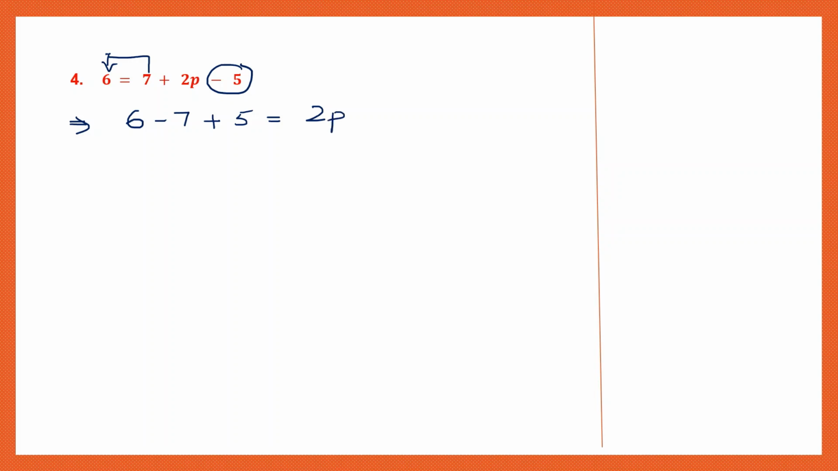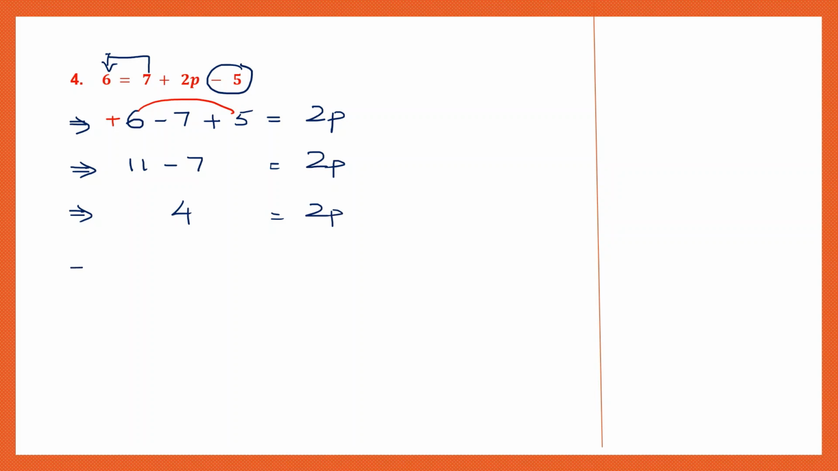So let's work out the left hand side here. Add up the numbers with a plus sign. So 6 plus 5 we need to add up. 6 plus 5 is 11. 11 minus 7 is equal to 2p, and 11 minus 7 is 4. 4 is equal to 2p.